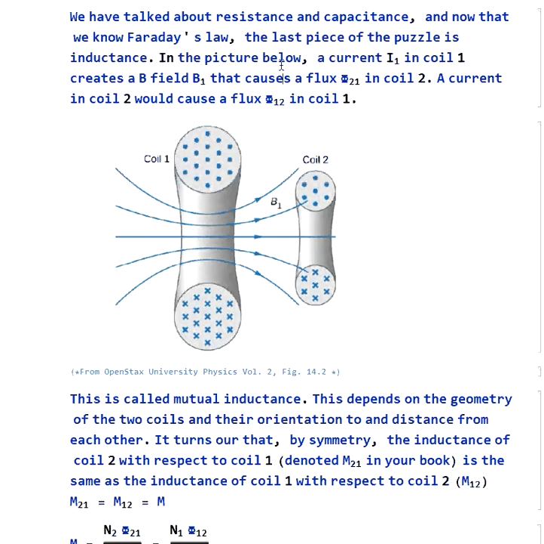We've talked so far about resistance and capacitance, and now that we've learned Faraday's law, we can look at the last piece of the puzzle, which is inductance.